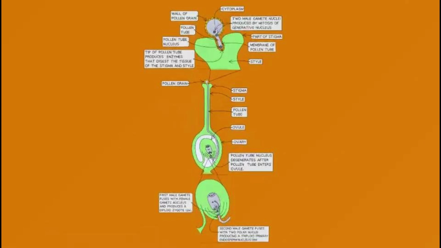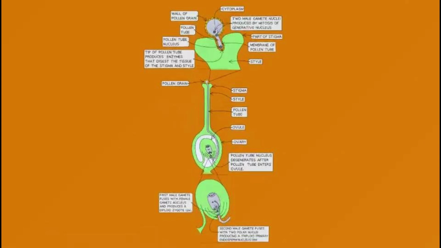Starting with the pollen, so the pollen sticks to the stigma, and the pollen tube nucleus drives the digestion of the style through the stigma down until it reaches the ovary. So the function of the pollen tube nucleus is to digest the stigma and move the pollen, elongate the pollen tube until it reaches the ovary. So the pollen tube nucleus then degenerates after the pollen tube enters the ovule.